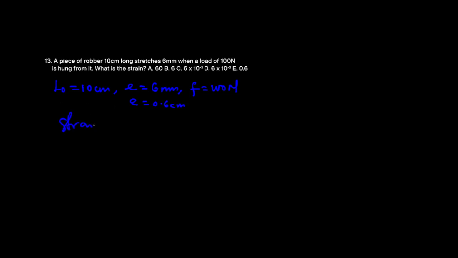So what is strain? Strain is given as extension over original length, and what's our extension? 0.6 divided by the original length, which is 10, and that will give us 0.06, which is equivalent to 6.0 times 10 to the power minus 2. It has no unit, because this one is in centimeter and this one is also in centimeter, so centimeter cancels centimeter. So the right answer to this question is going to be 6.0 times 10 to the power minus 2, and that's option C. All right, so we'll move to the next question.